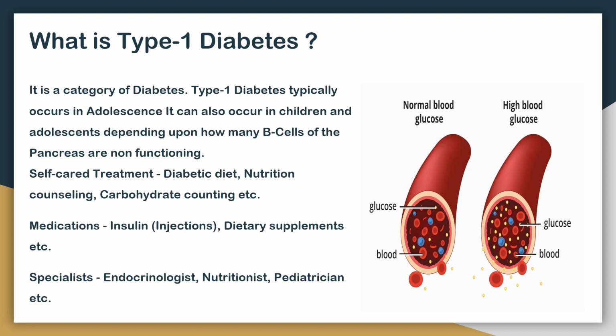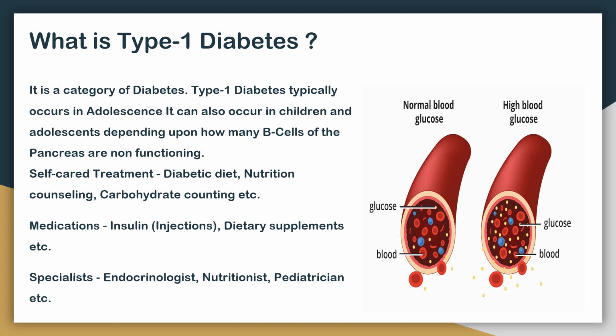It typically occurs in adolescence, like when you become a teenager, but it can also occur in children and adults, depending upon whether the beta cells of the pancreas are non-functioning. Beta cells are good cells. Type 1 diabetes is entirely based on how many beta cells, or B cells, of the pancreas are non functioning. If they are functioning, you won't have type 1 diabetes or any condition of diabetes.